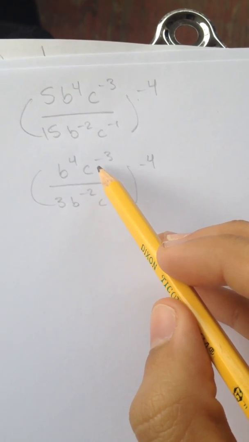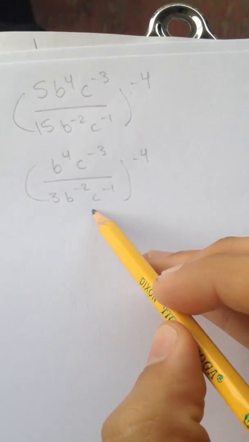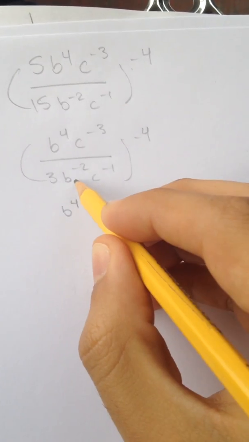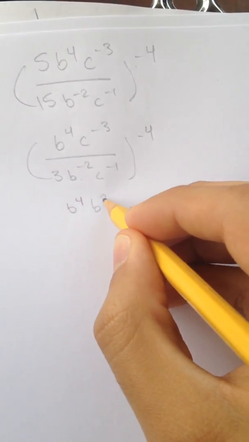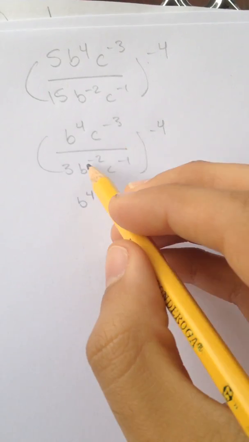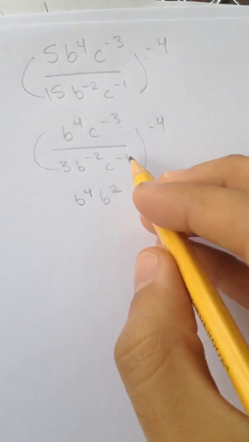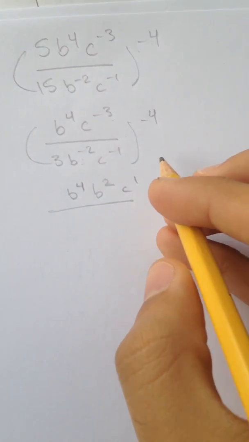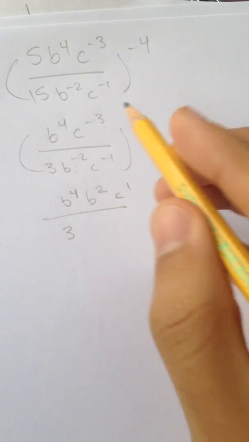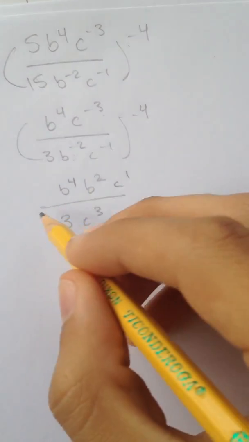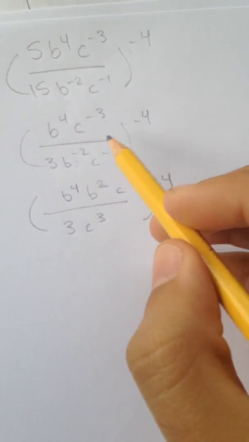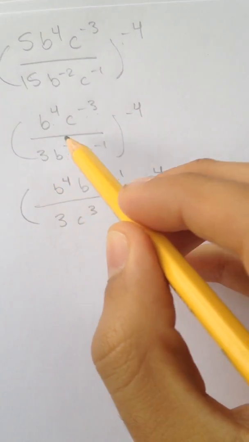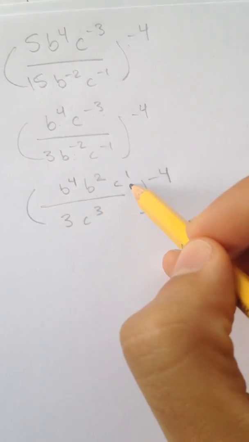And next, wherever you see a negative exponent, you move it to the other side of the division bar. So b to the negative 2 will move to the top. Its exponent becomes positive once I move it across the division bar. C to the negative 1 also moves to the top. C to the negative 3 moves to the bottom. Stays on top, moves to the bottom. Stays in the bottom, moves to the top.